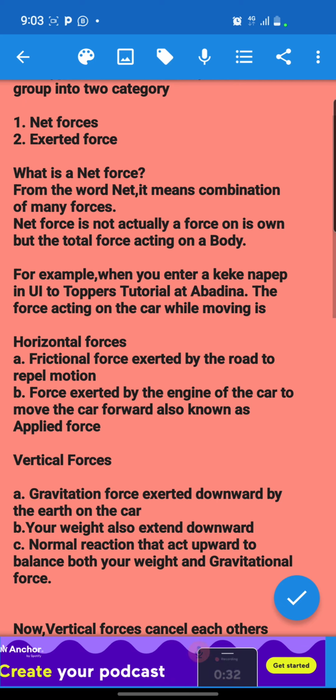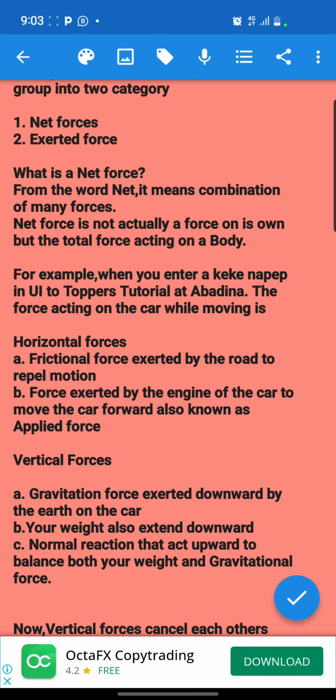For example, when you take a keke napep in UI to Topaz Tutorial at Abadina, the force acting on the car while moving are two forces. One is the horizontal force, the second one is the vertical force.